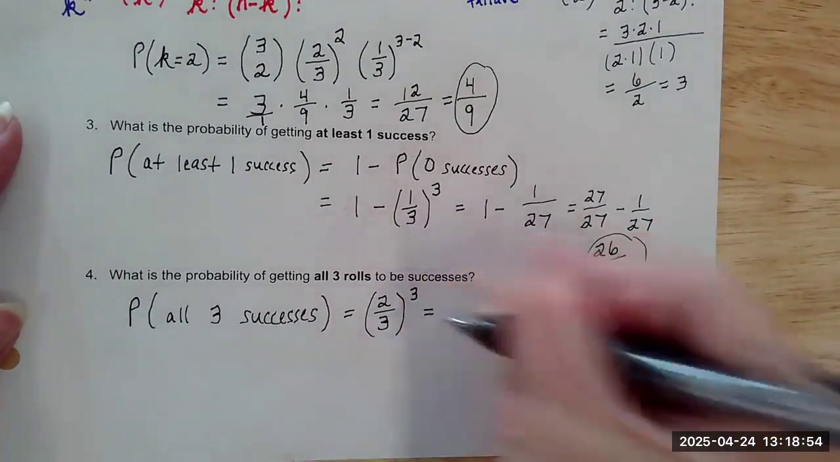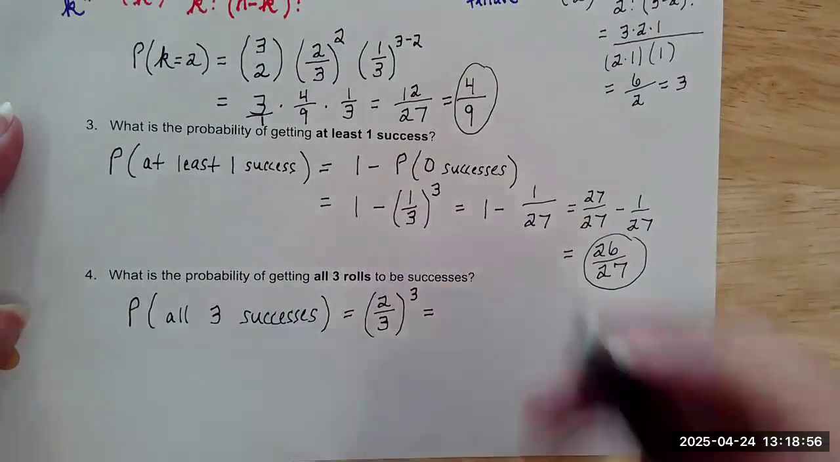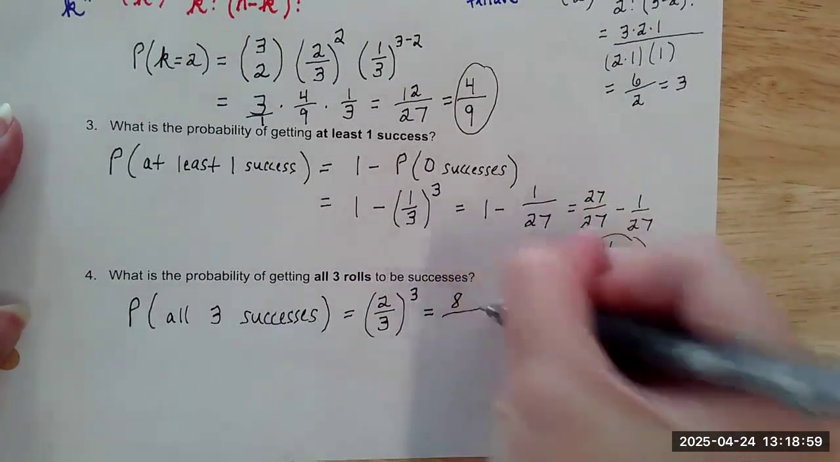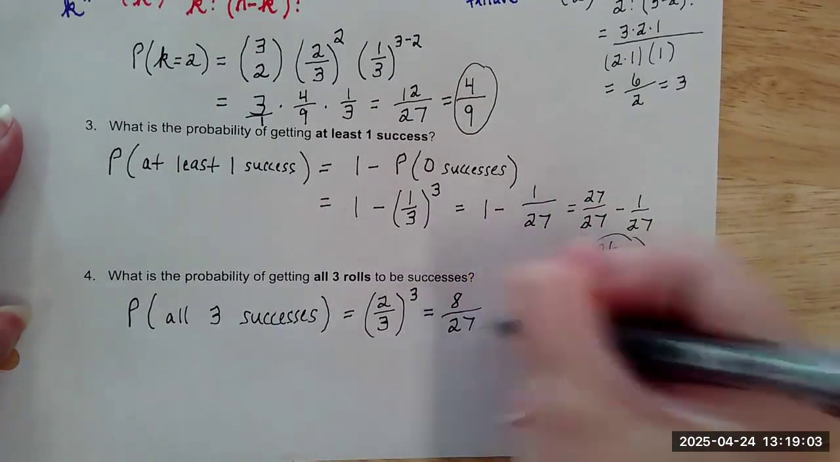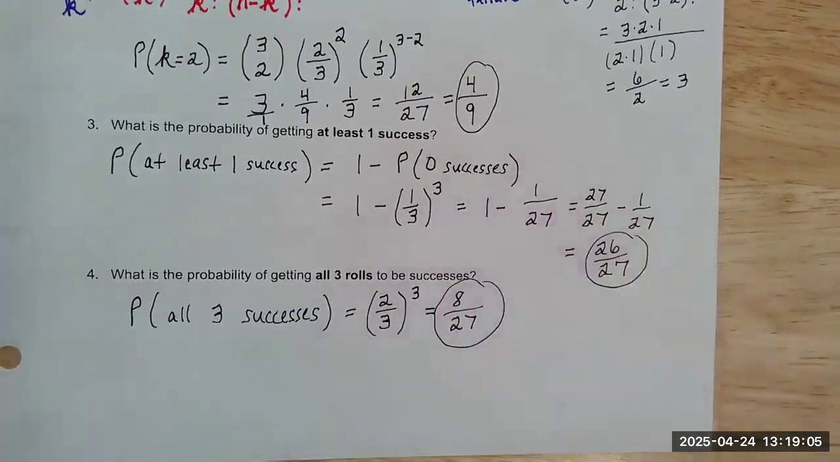So 2/3 to the 3rd power is 2 times 2 times 2 on the top. That's an 8. And 3 times 3 times 3 on the bottom. That's a 27. So the probability that you would get all 3 of them an S if you roll all 3 of the dice is 8 out of 27.